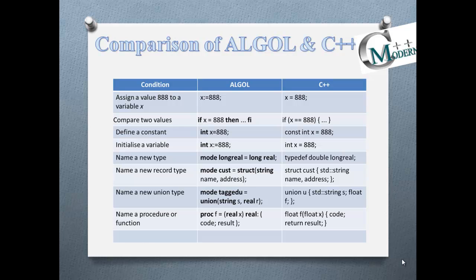Comparison of Algol and C++. Now you can see there are some calling patterns. Algol and C++ represent two different ways of writing conditions. Assign a value 888 to a variable x. Algol and C++ use totally different methods.